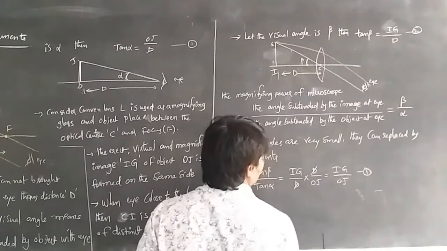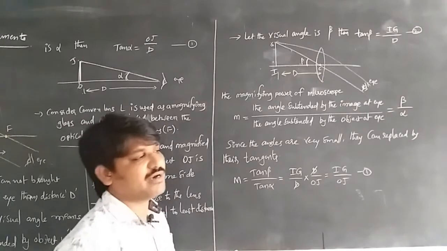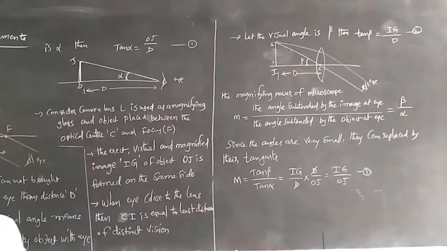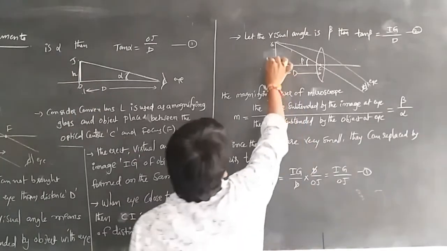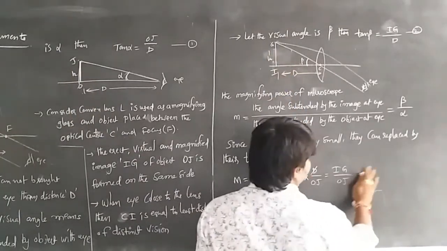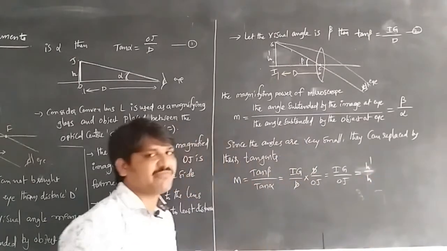This is equation number 1. We can also write it in terms of heights: if the object height is h and the image height is h dash, then we can write the magnification as h dash by h. This is also one of the magnifications.